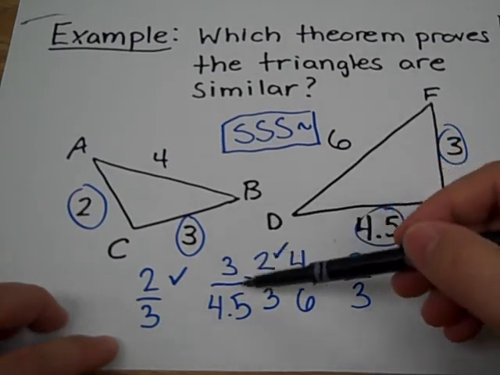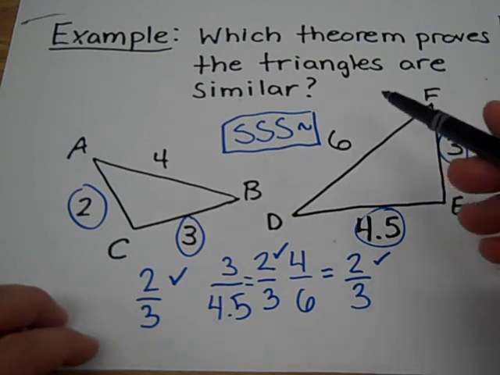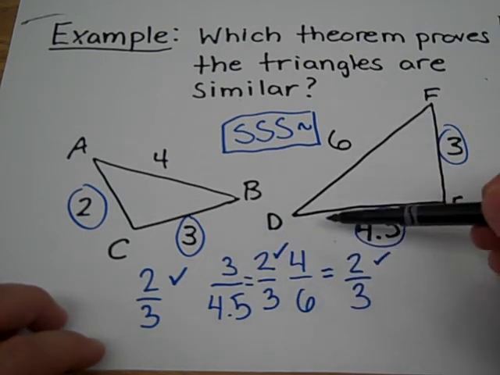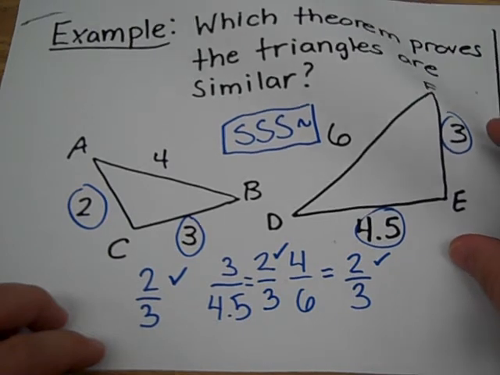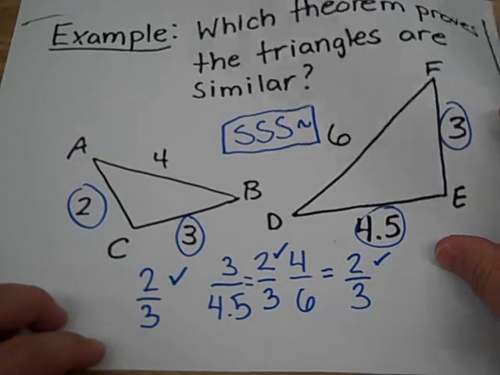Real quick, another way to check that is we can put 2 over 3 in our calculator, and we'll get 0.6 repeating. If we put 3 over 4.5 in, you'll get the same decimal, which tells you that the fraction would be the same.